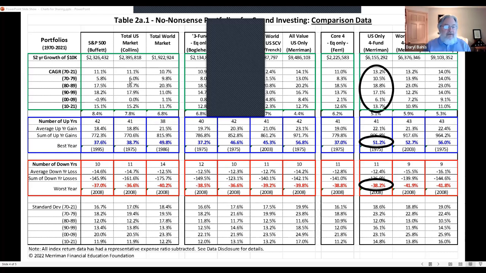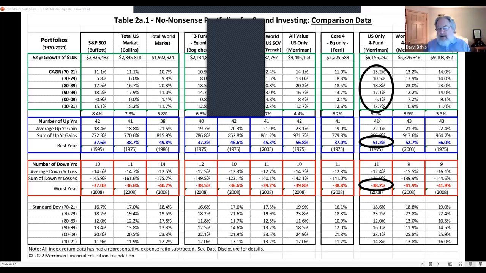total market, the decadal returns for the 70s, 80s, 90s, aughts, and 10s, let's say, they had 6% for the 70s, 17% for the 80s, 18% for the 90s, 0% for the aughts, 15% for the 10s. So it bounces around quite a bit. The four fund had about 11, 19, 17, 6, and 14. It's a much smoother ride.